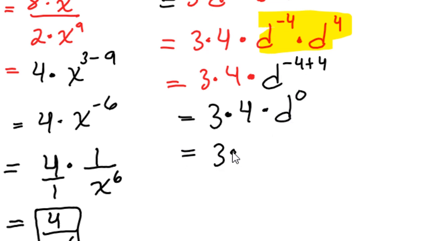This is equal to 3 times 4 times, anytime I have a power with an exponent 0, that becomes 1. So 3 times 4 times 1. Now the last thing to do is to go ahead and multiply. 3 times 4 is 12, times 1, still 12. So that's my final answer.